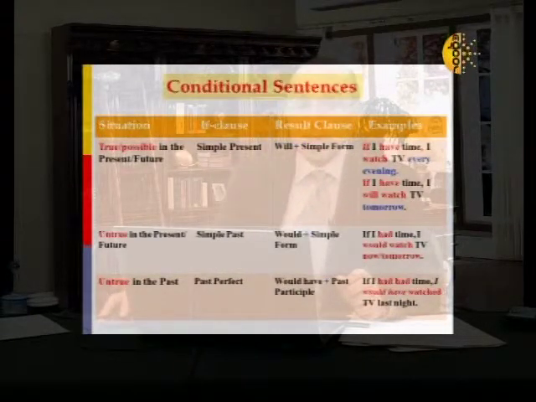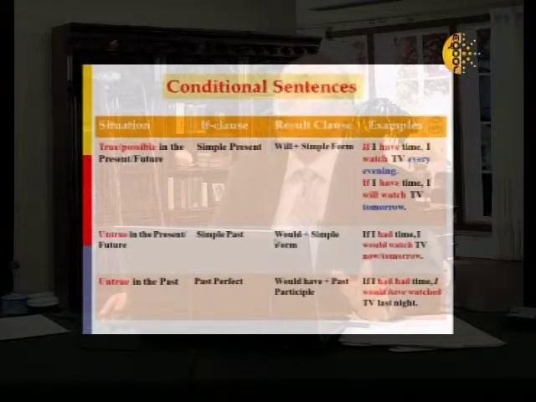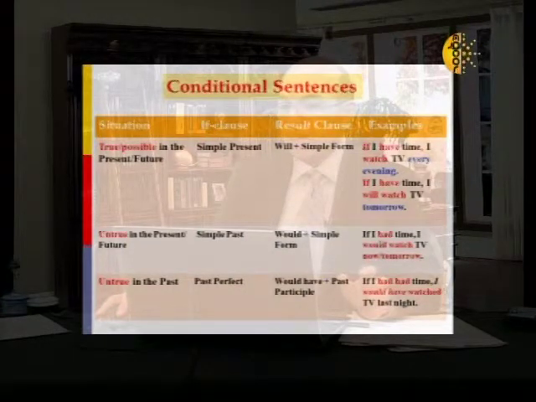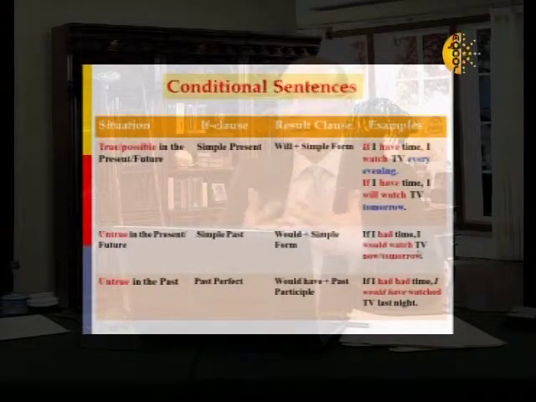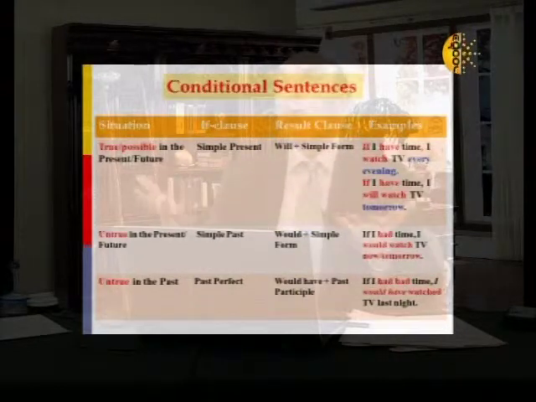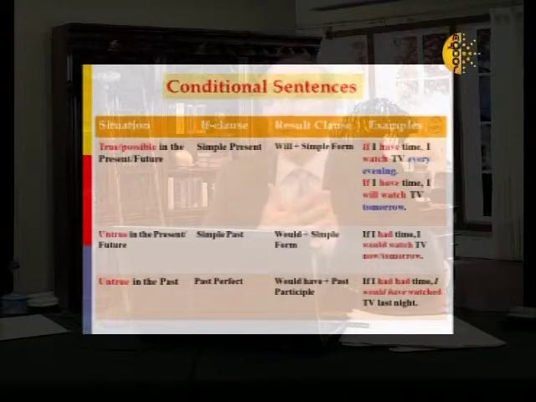This is what we call untrue, not possible, not true in the present time. We use past tense for present time, and we use would in the result clause. For example, if I had time, I would watch TV now, or I would watch TV tomorrow. Do I have time right now? I don't, because I'm working right now. You are watching TV. I'm not. I'm delivering it. So if I had time means what? I don't have time. I'm busy now.